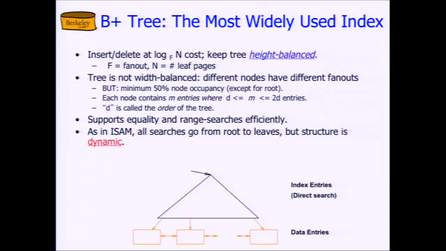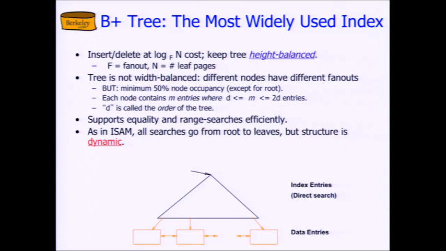It's going to support equality and range searches. As in ISAM, all the searches will go all the way to the leaves. Again, those internal keys are not data. They're just there to direct traffic. In the classic B tree, which Bayer also invented, the internal nodes contain the data, so you have data hanging in the internal nodes and in the leaves. In the B plus tree, the data is all at the leaves, which allows us to do scans more efficiently. So the data is always at the leaves.